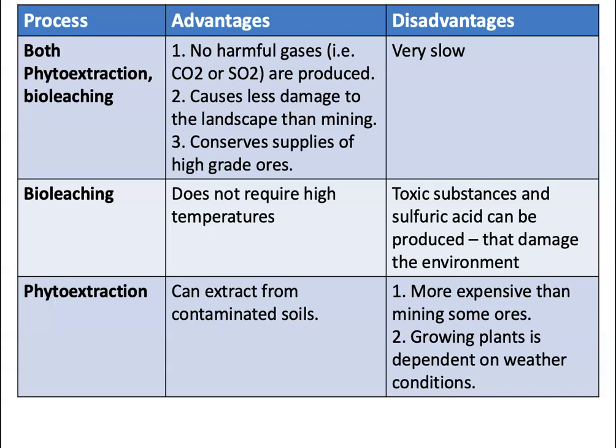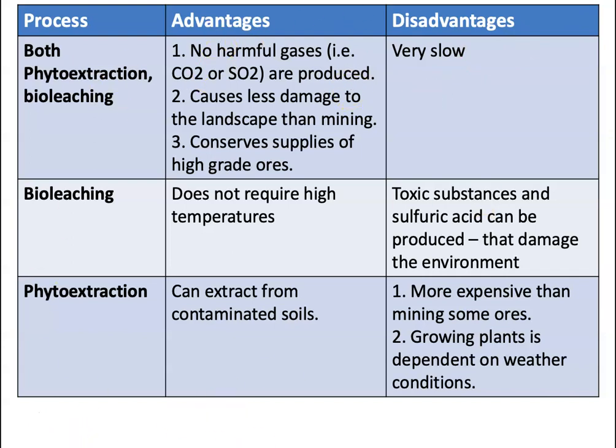Disadvantages: both are slow because plants have to be grown. Bioleaching does not require high temperatures, that's its advantage. And with phytoextraction, we can extract metals from contaminated soils. Disadvantages of bioleaching: toxic substances and sulfuric acid can be produced. Phytoextraction is more expensive, takes a long time for plants to grow, and is dependent on weather conditions.